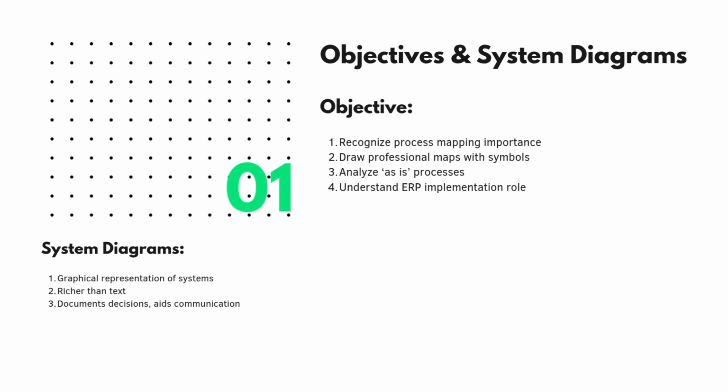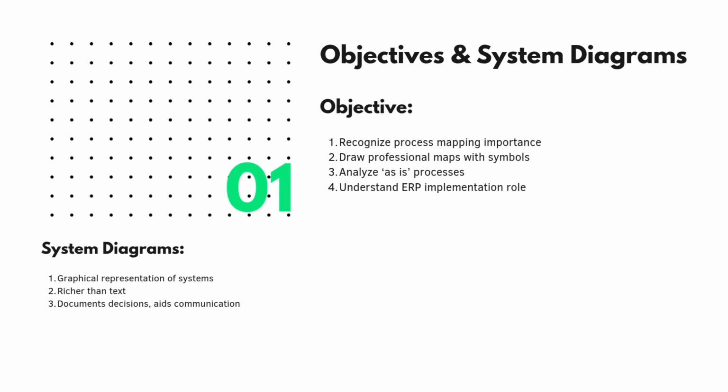Let's start with the objectives of this chapter. The goals are to recognize the importance of process mapping, learn to draw professional maps using standard symbols, analyze as-is processes to spot issues, and understand their role in ERP implementation.